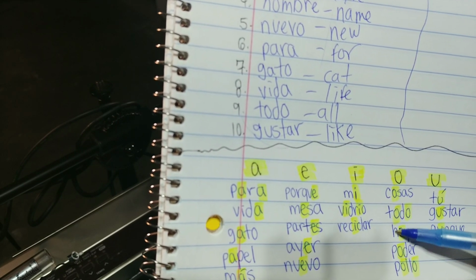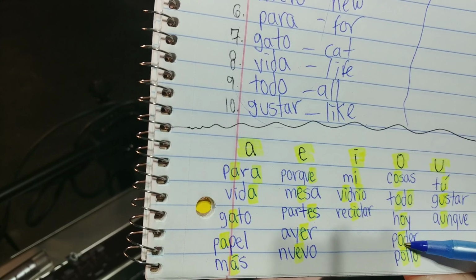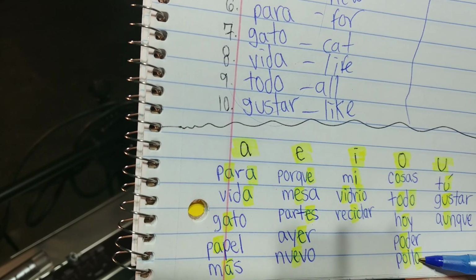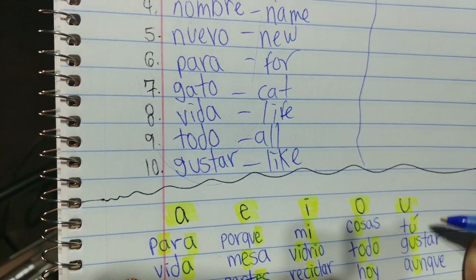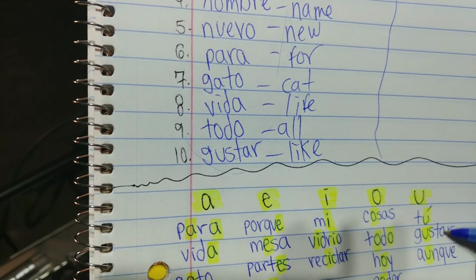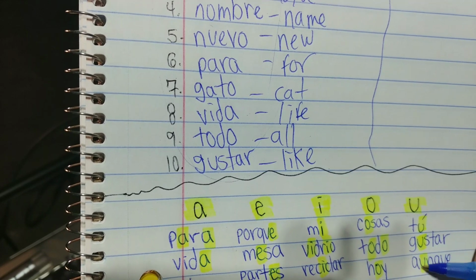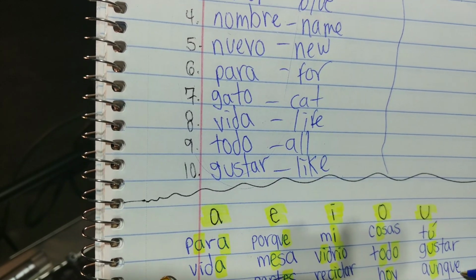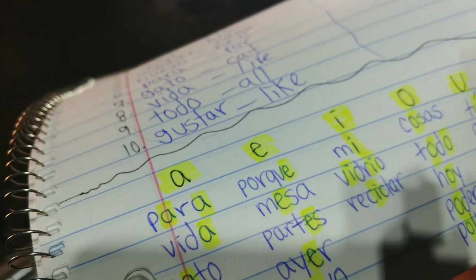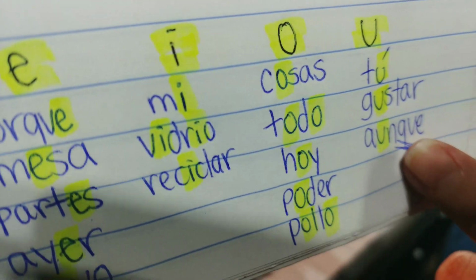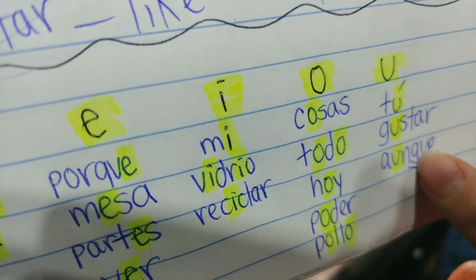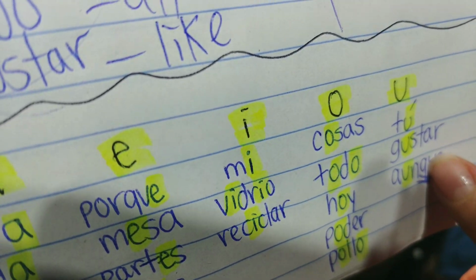Hoy, the H is silent. Poder, pollo, double L sounds like a J. Then we have U: tú, gustar, aunque. Remember that que, instead of saying que, it will be que, because the U between the Q and an I is silent.